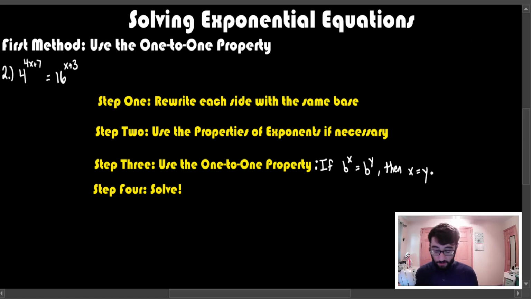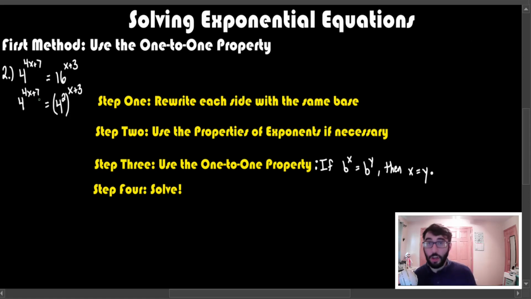We have 4 to the 4x plus 7 power is equal to 16 to the x plus 3 power. Well, my first step is to always try to rewrite each side with the same base if I can. And in this problem, we can. The left side has a base of 4, the right side has a base of 16. Well, I can rewrite 16 as 4 to the second power. So that's exactly what I am going to do. I'm going to go ahead and rewrite each side with the exact same base.